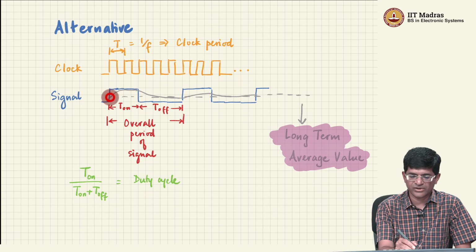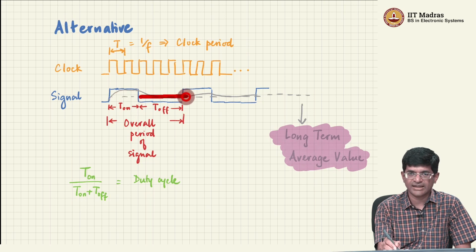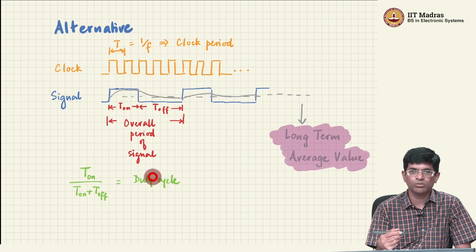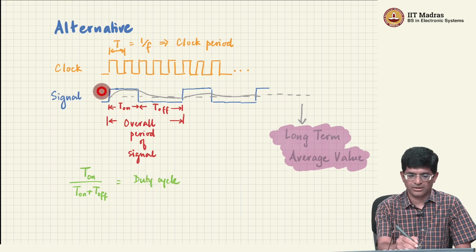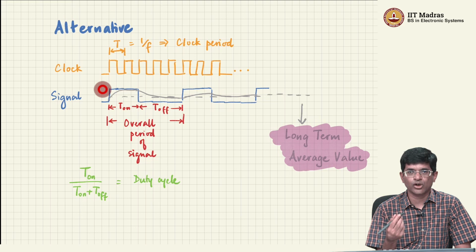In this case, if it's on for 2 cycles, off for 3 cycles, I can expect that 2 by 5 or 40% is my duty cycle, right? And as a result, if I had 3.3 volts as my plus supply, I would get 40% of 3.3 volts, which is around 1.29 or so, right, or 1.3 volts as my actual output, right.